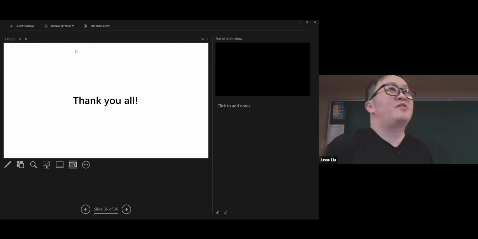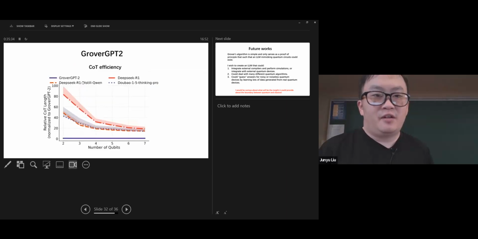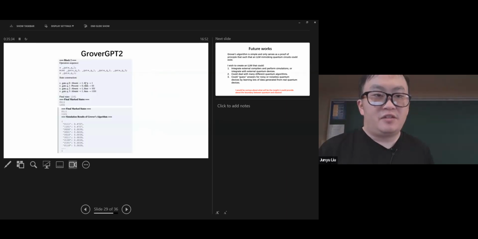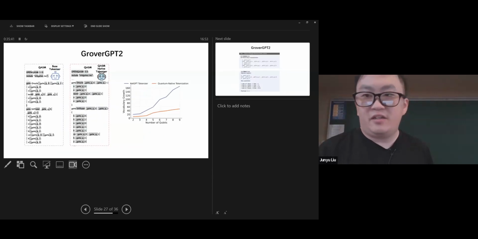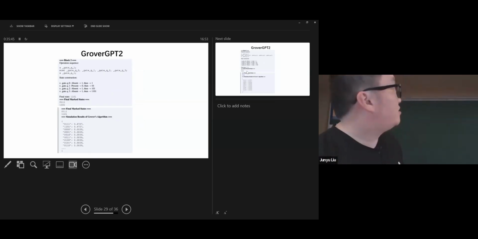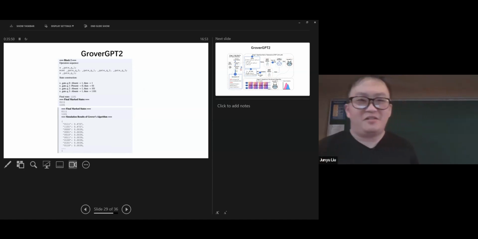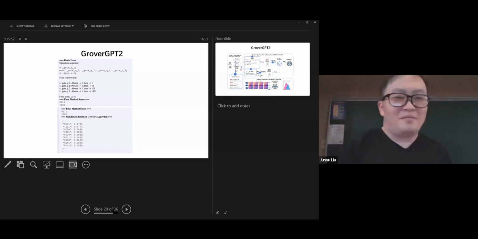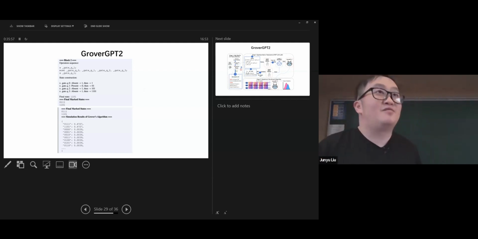We include a single marked state and also multiple marked states. For instance, this COT is an instance of two marked states, 0111 and 1101. And the task, technically, for such a baby LLM is trying to find such a target from the oracle.